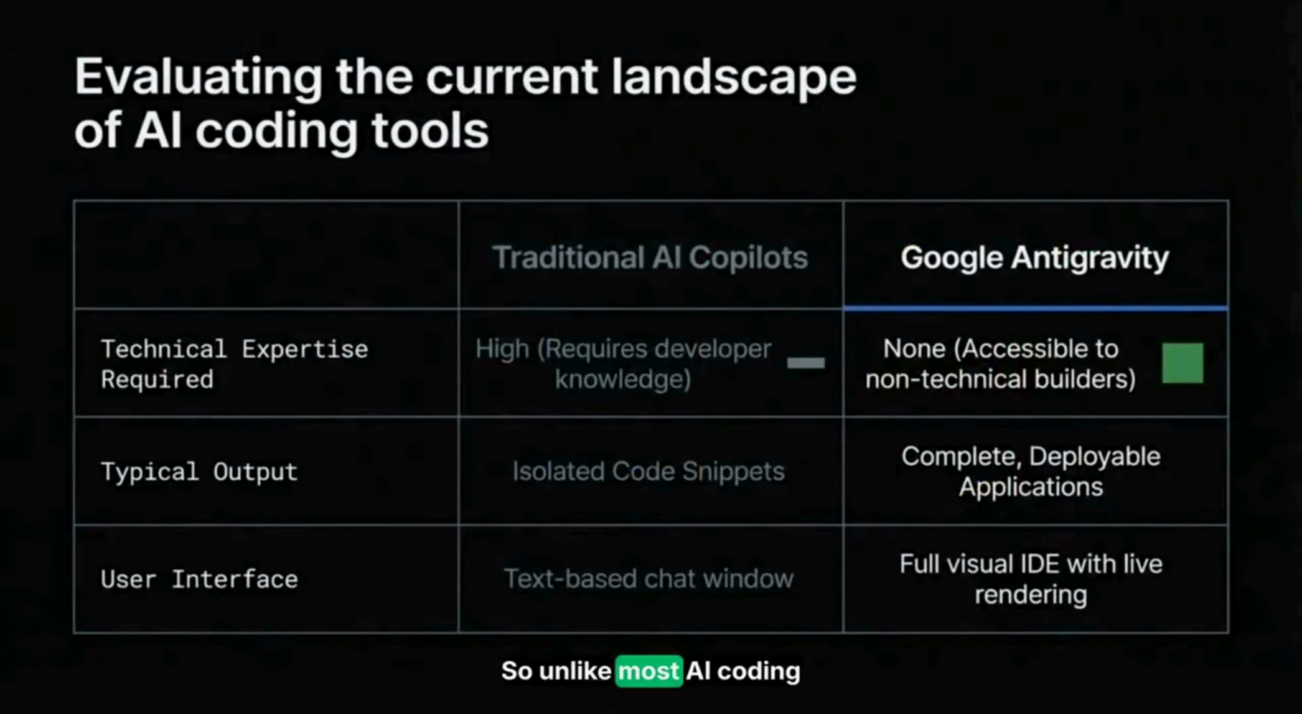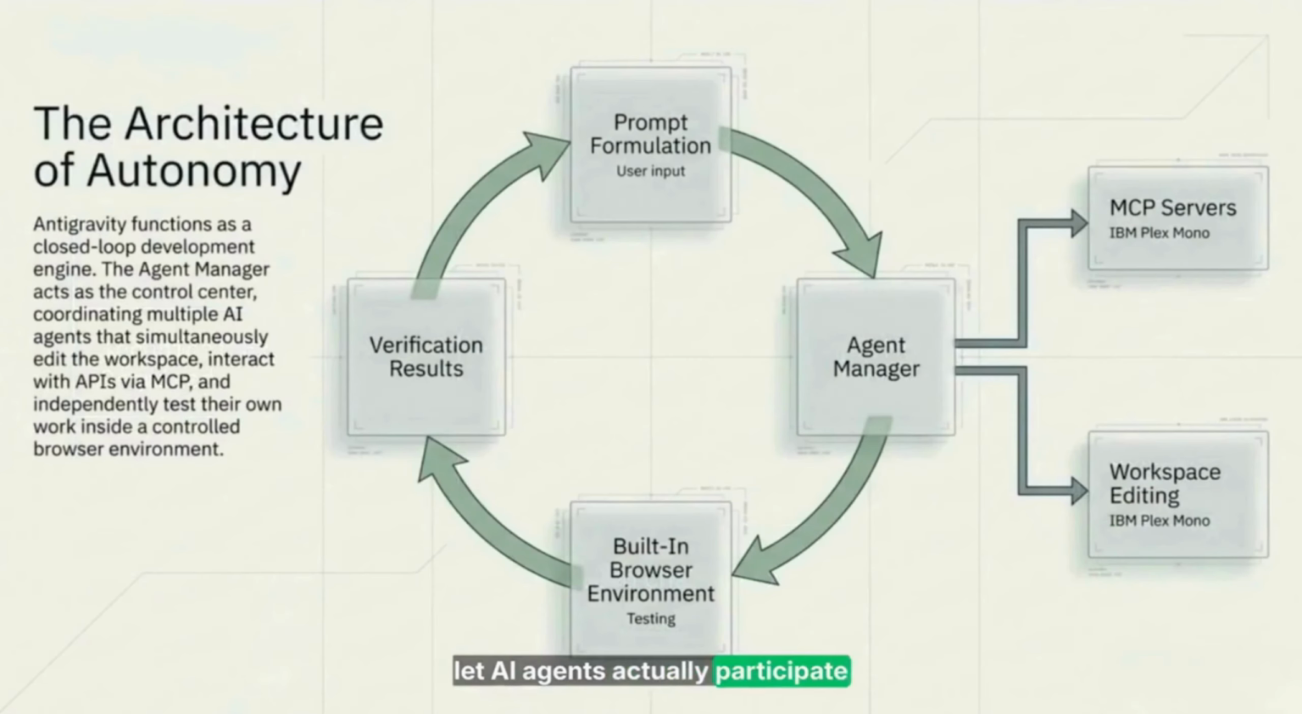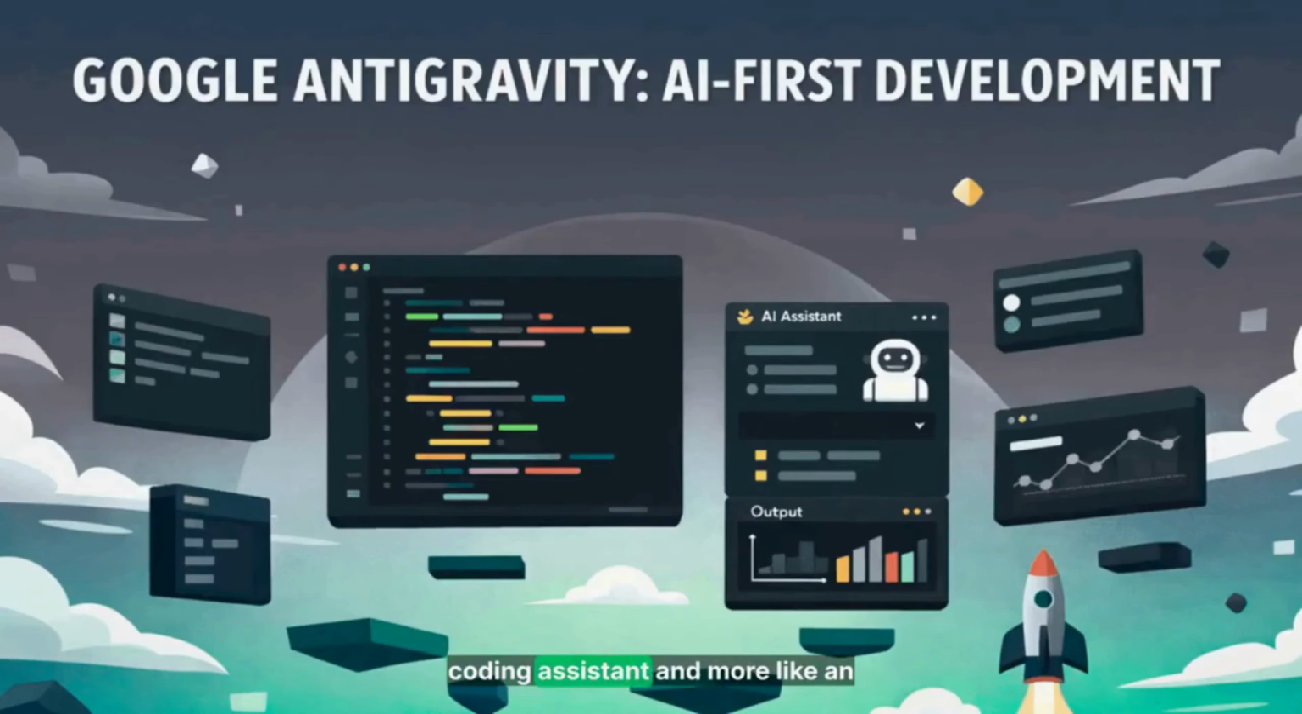So, unlike most AI coding tools that only assist developers, Google Antigravity is designed to let AI agents actually participate in the entire development workflow, planning, building, testing, and improving the software. And that's what makes it feel less like a coding assistant and more like an AI-powered development environment.